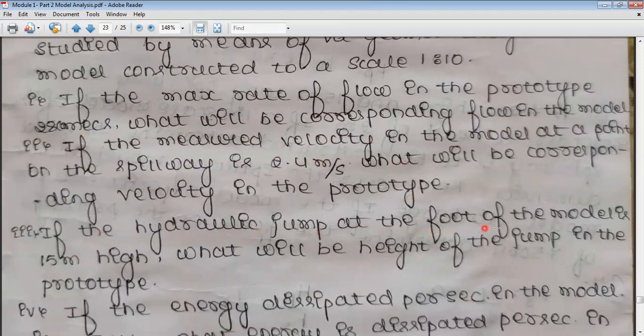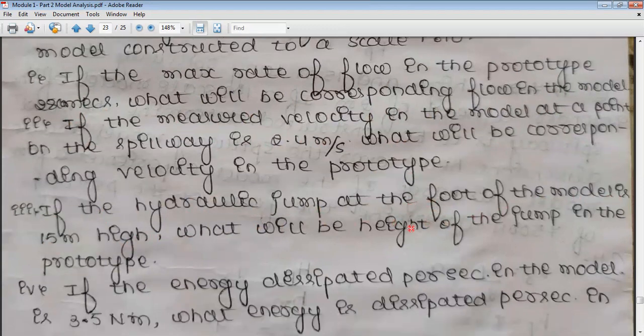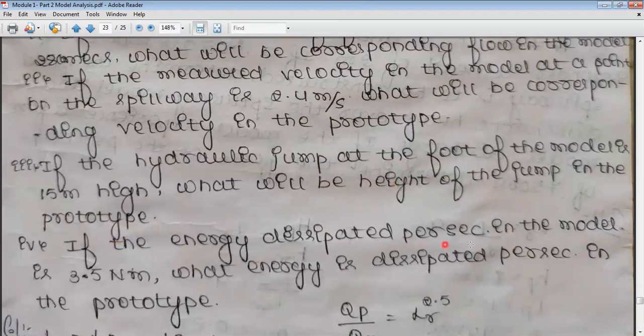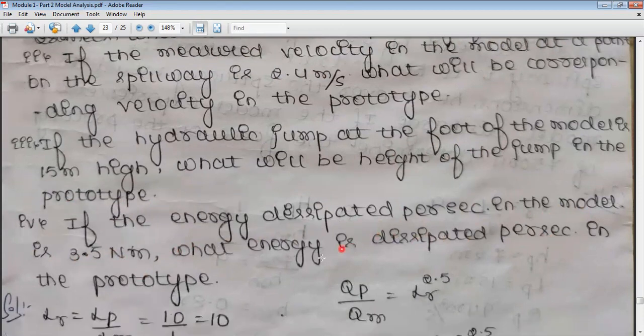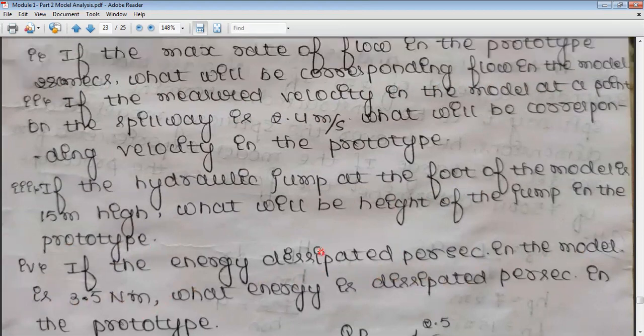Third, if the hydraulic jump at the foot of the model is 15 meter high, what will be the height of the jump in the prototype? If the energy dissipated per second in the model is 3.5 Newton meter, what energy is dissipated per second in the prototype? These are the 4 quantities you have to find here. So 1, 2, 3, and 4.